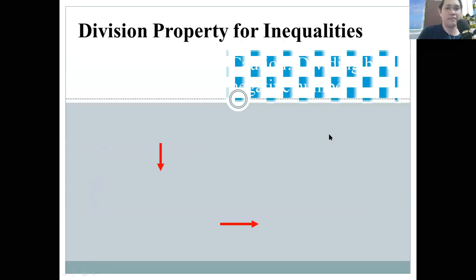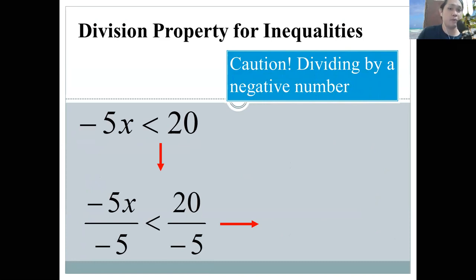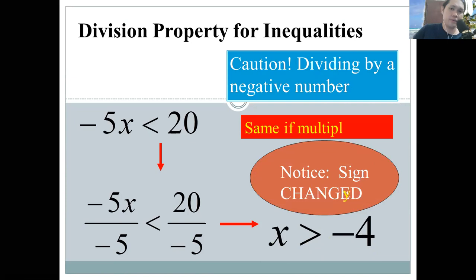Next, we have applying the division property for inequalities by dividing by a negative number. We have the given negative 5x less than 20. Dividing both sides of the inequality by negative 5, the symbol of less than becomes greater than, correct? So our answer is x greater than negative 4. Notice that the sign changed from less than to greater than. The same happens when multiplying, let's see later.